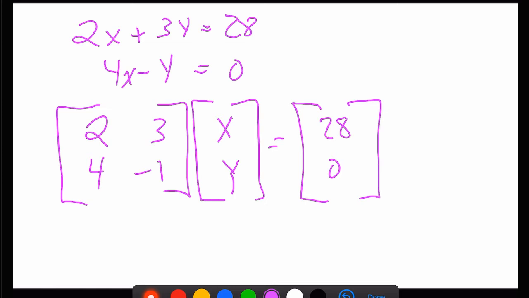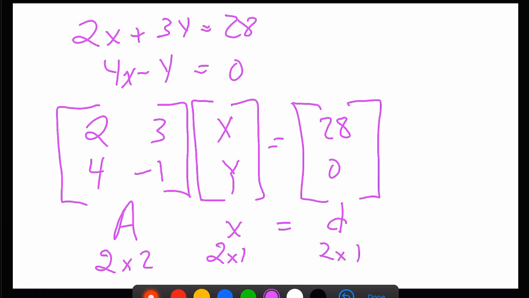Okay. We call this matrix A, we call this matrix X, and we call this matrix D. This is a 2 by 2. This is a 2 by 1. That's a 2 by 1. Okay? Is that good? Just nod your heads, right? Even though I can't see them. That's beautiful. Now, AX equals D. But now I know something. Yes? I know I can find A inverse.